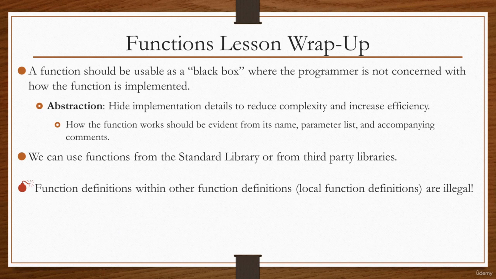A function should be usable as a black box where the programmer is not concerned with the function's implementation. This refers to abstraction, where we hide the implementation details to reduce complexity and increase efficiency. We just use existing functionality and we are not really concerned with how it is implemented. How the function works, not how it is implemented but how it works, should be evident from its name, parameter list, and accompanying comments.